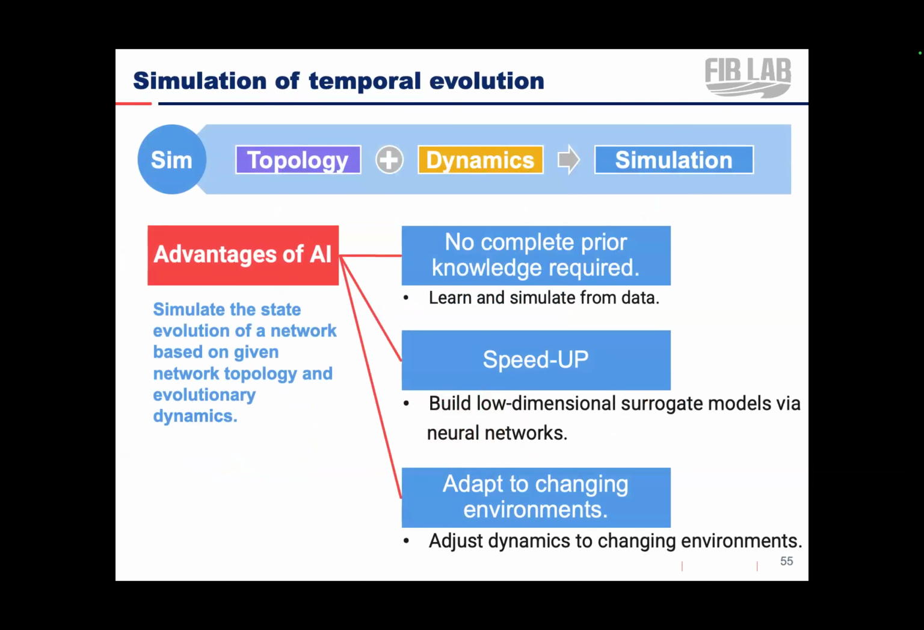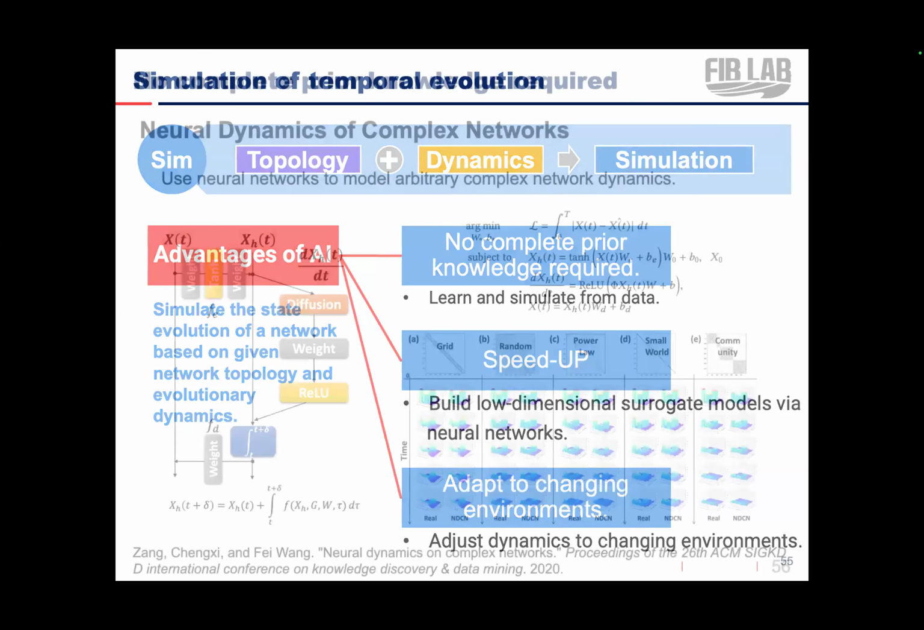The next part is simulation, and simulation lets us test what-if scenarios, for example, how a virus will spread if we block certain edges. AI can improve simulation by learning from data and eliminating the need for strict prior knowledge, speeding up computations and adapting to challenging conditions.